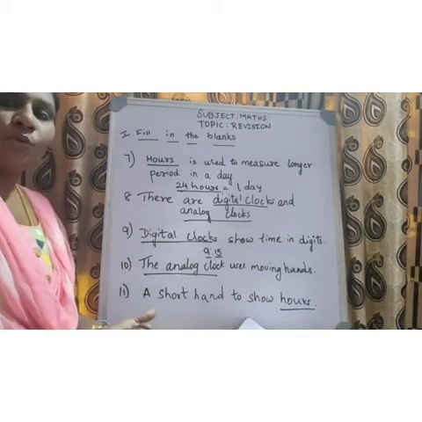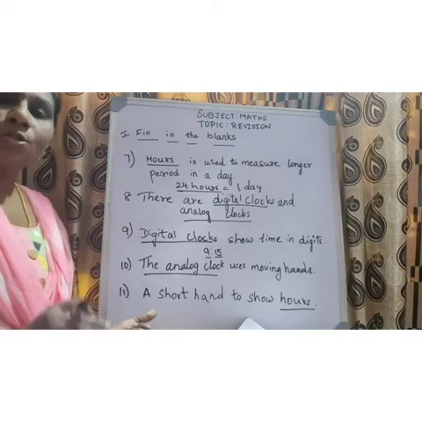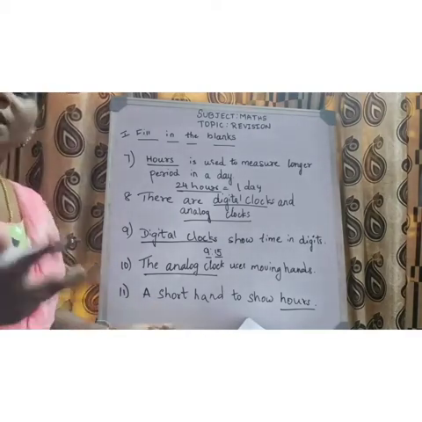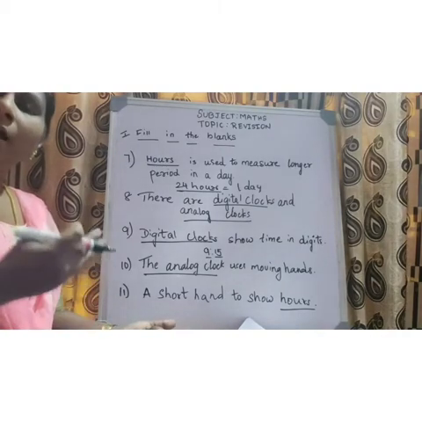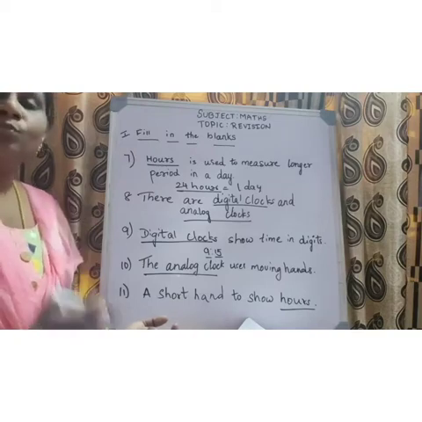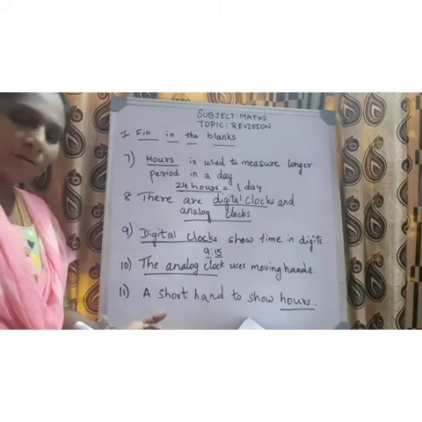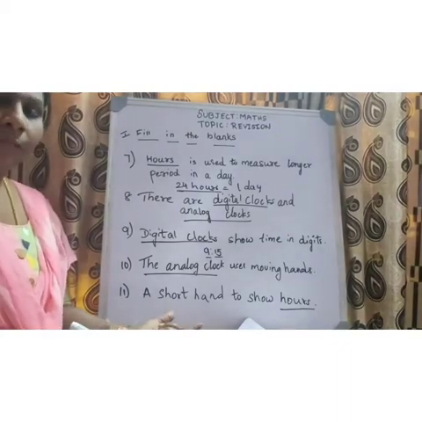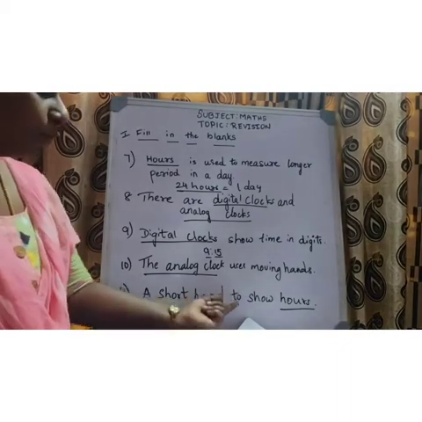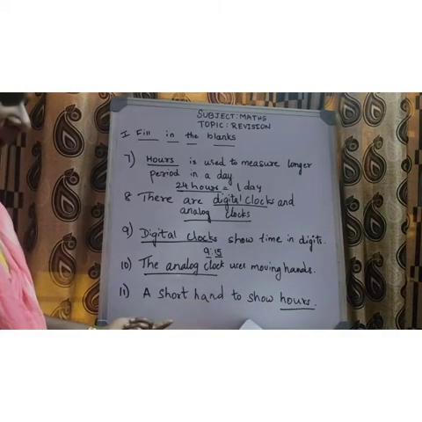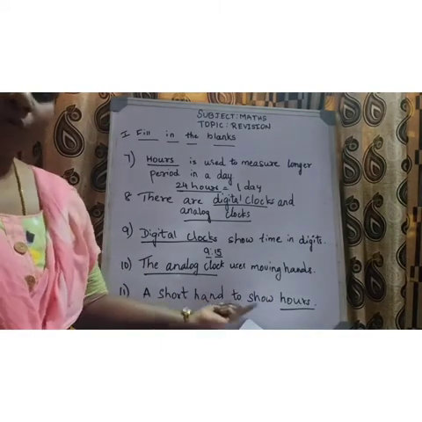So the analog clock uses the moving hands, a short hand to show the hours. Short hand tells you the hours, and also it moves slow. Which hand moves slow, children? Hour hand, minute hand or second hand? It is the hour hand that moves slow. So the short hand shows the hours. Which hand shows the hours, children? Short hand to show the hours.